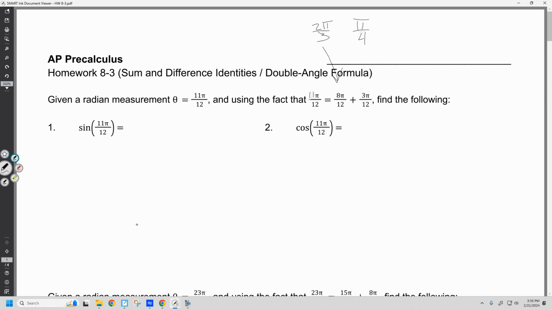This is going to be positive, but very close to 0. My guess is it's root 6 minus root 2 over 4. This is going to be very negative. My guess is negative root 6 minus root 2.